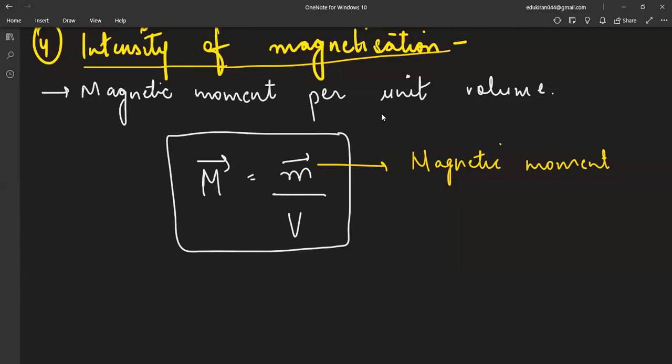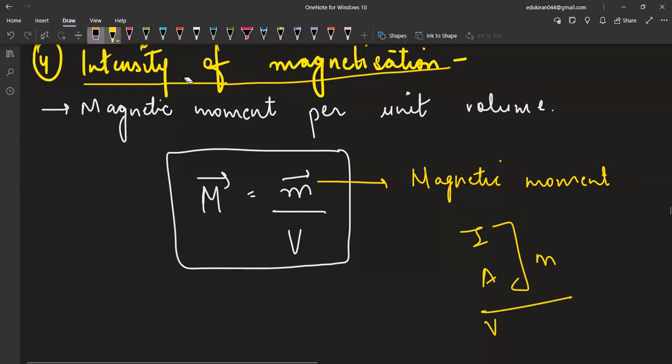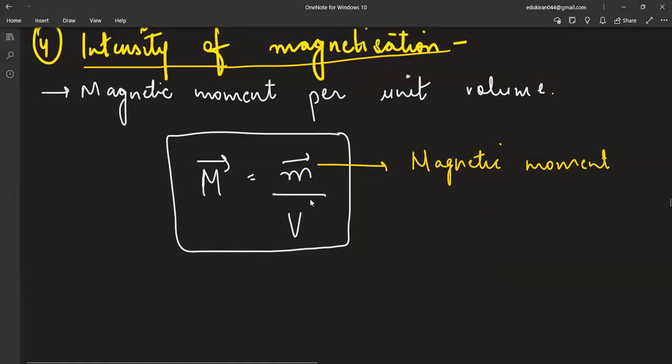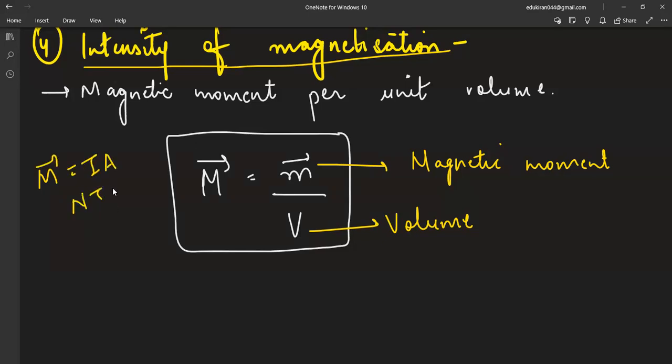You'll be given certain data like current, area of cross section, and volume. So you can multiply these to get magnetic moment. You can divide these to get the intensity of magnetization. So like this, numericals can also be made based upon this. And this is volume. Magnetic moment is the same. Yes, the number of turns is given. So N, I, A. This is it.